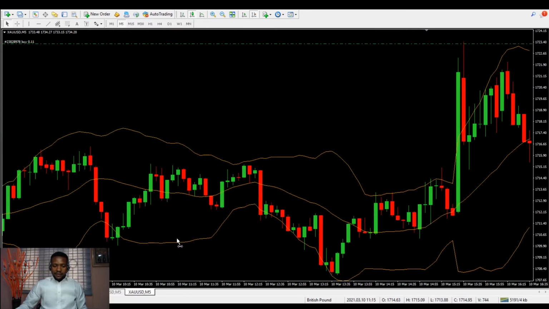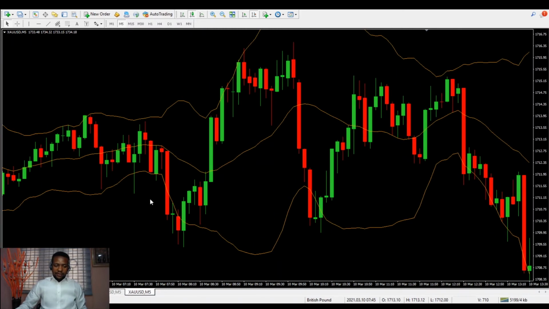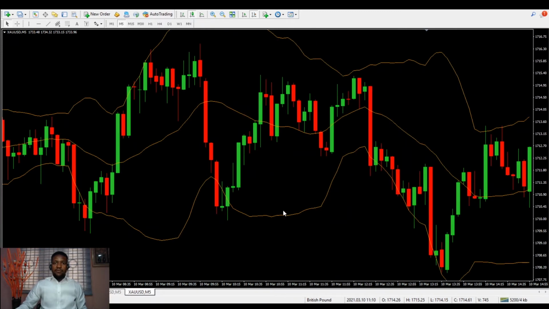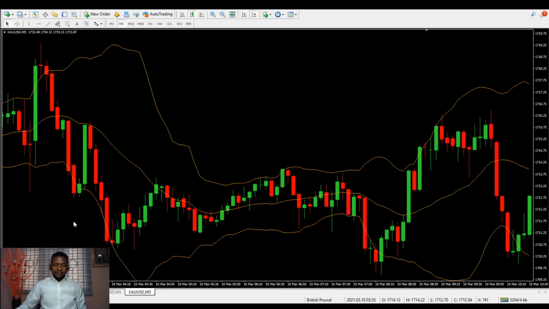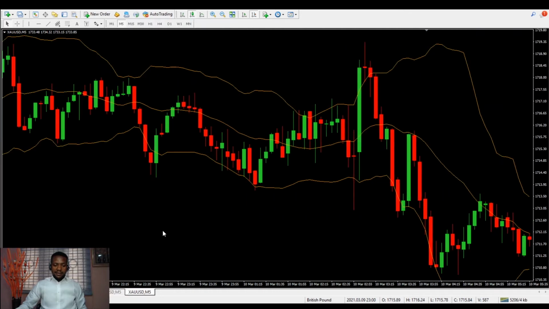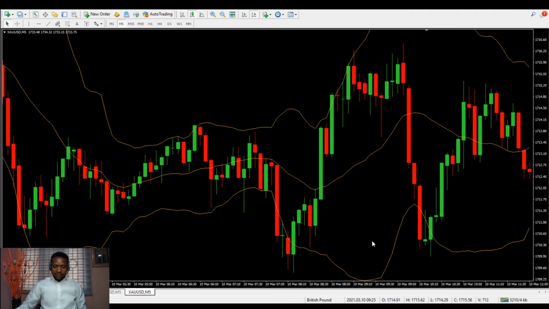So the rule says that once price closes outside either the lower band or the upper band, you wait for the next candle that will close inside the band. So once you see a candle closing inside the band, then you join it for a change of trend. So it's advisable you apply Bollinger Band with other indicators. Do not use it alone for trading. Make sure you apply it with 2 or 3 other indicators for a better result. So that's trading the bounce.